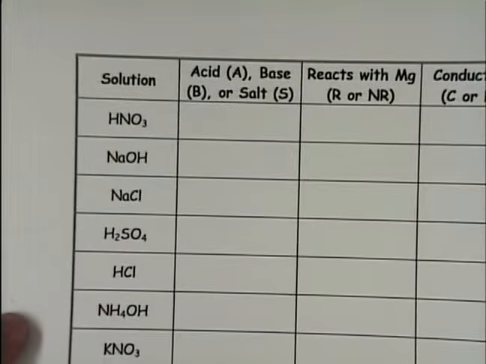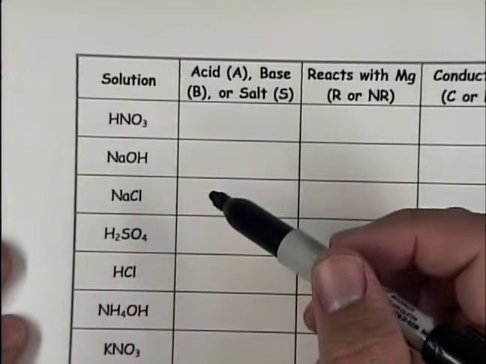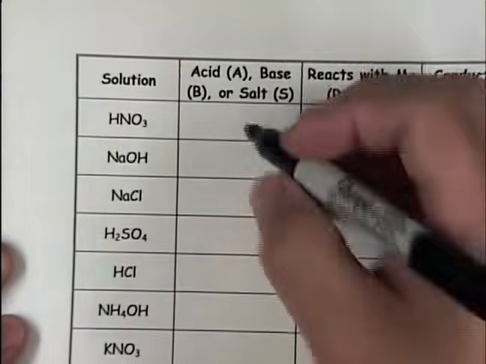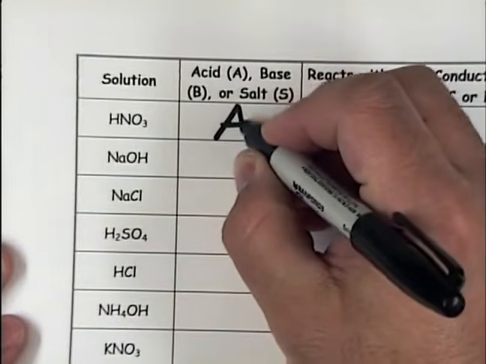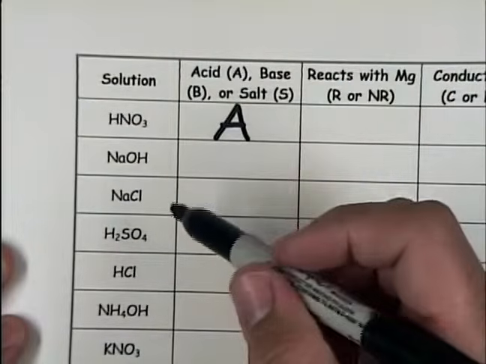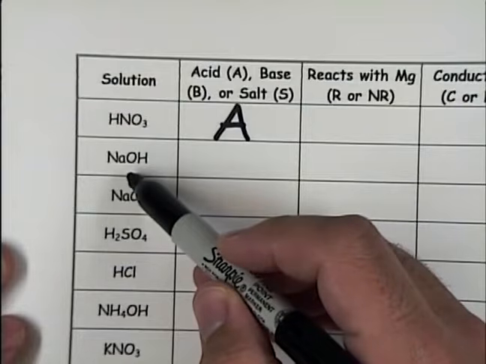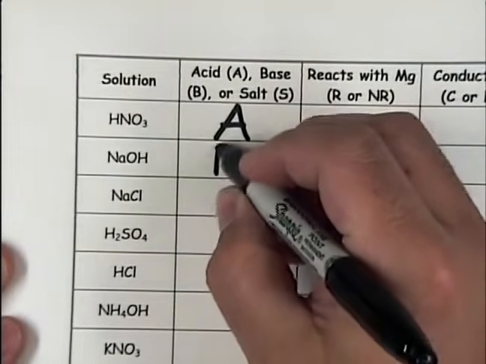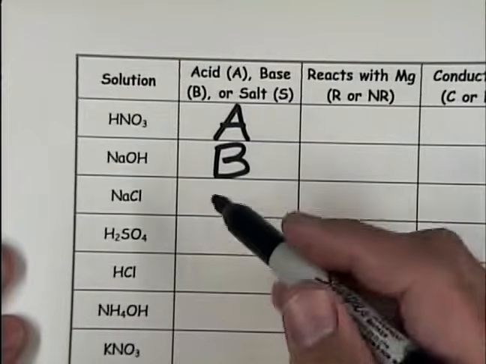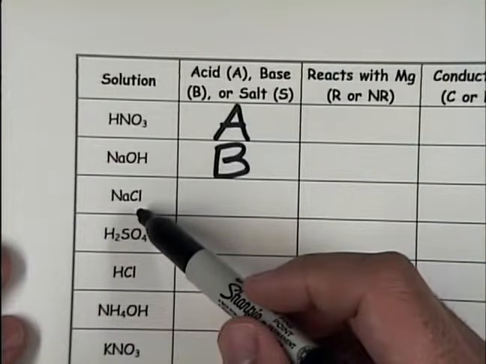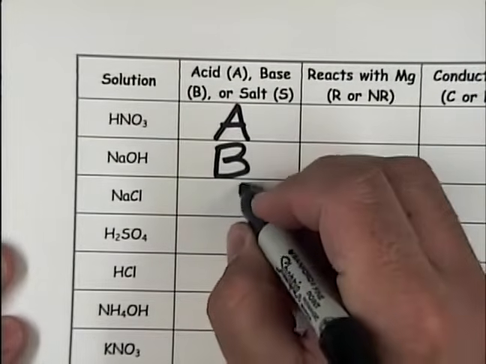Let's use this information to start filling in the chart on our note-taking guide. According to the Arrhenius definition, a compound that begins with hydrogen, such as HNO3, is classified as an acid. A compound that ends with the hydroxide anion, OH, such as NaOH, is classified as a base. And an ionic compound which contains neither of these, such as NaCl, is classified as a salt.